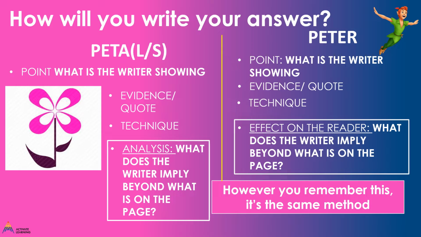How will you write your answer? There's one method, but it has different ways of describing it, so you could use the PETA or PETAL method or the PETER method. They end up being both the same. What you need to do is say what the writer is saying in different words from the words that the writer uses. Use evidence or a quotation. Name the technique and analyse what the writer implies beyond what is on the page.